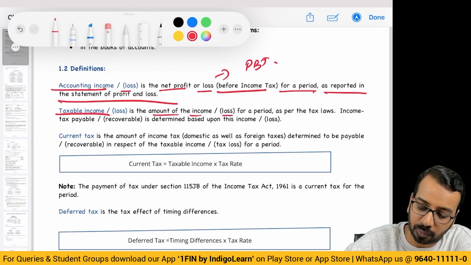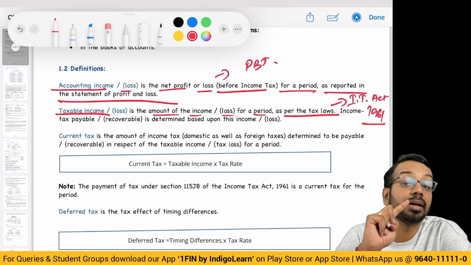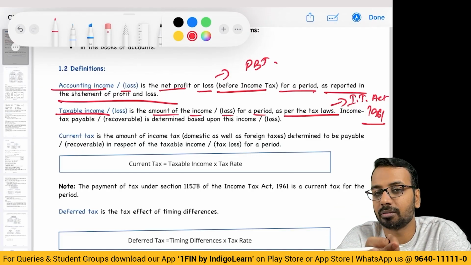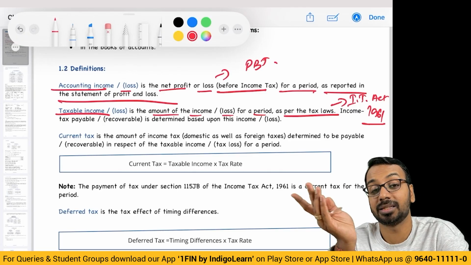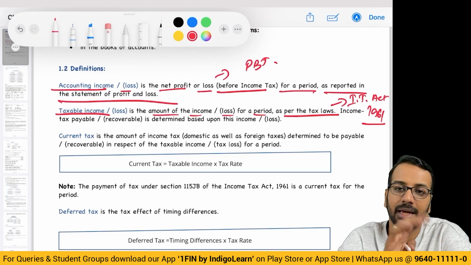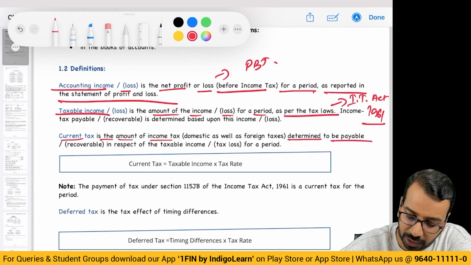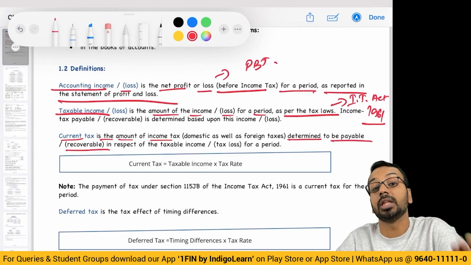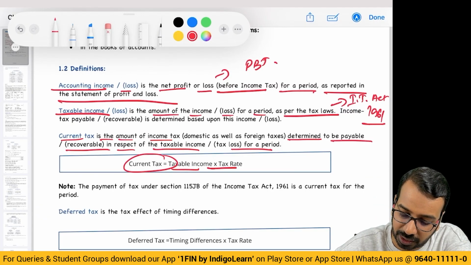Taxable income is the amount of income or loss for a period as per tax laws. What is relevant for us? Income Tax Act of 1961. Now, two things you have to keep in mind. If the question gives you the tax rate, if the question gives you how to calculate, follow that. Don't take it as per tax, this is there, this is wrong. If nothing is given, you can assume rates of income tax are applicable and you can accordingly do it, right? Then current tax is the amount of income tax determined to be payable or recoverable. Recoverable could be if at all there is a kind of a refund in respect of the taxable income for the period. So current tax is taxable income into tax rate.